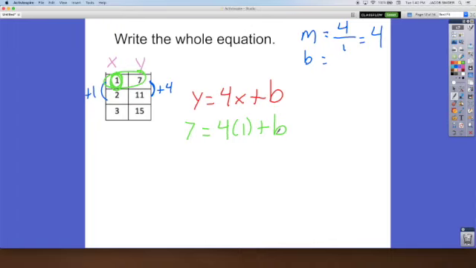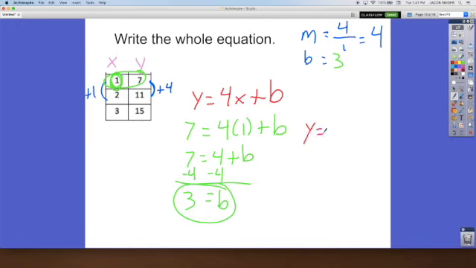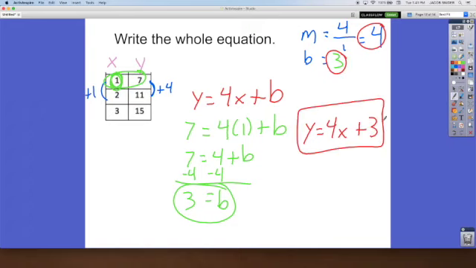Now let's solve it. 4 times 1 is just 4. Let's subtract 4. Our b equals 7 take away 4, which is 3. This is why that solving equations stuff that we did was so important. It never goes away. So my b is 3. Now to finish it, I want to rewrite my whole equation. You ready? Here we go. Y equals, what's my slope? 4x. What's my b? Plus 3. There's my equation in slope-intercept form.